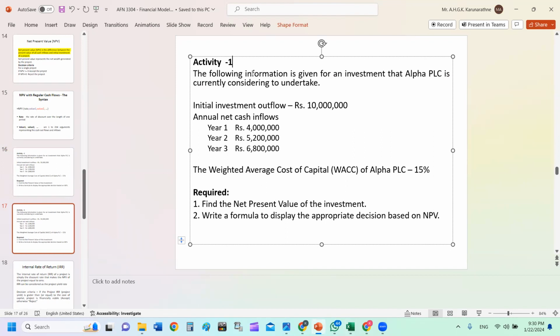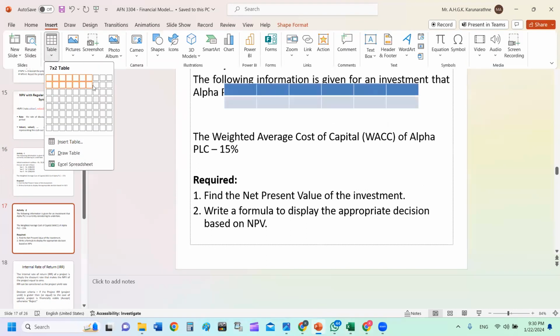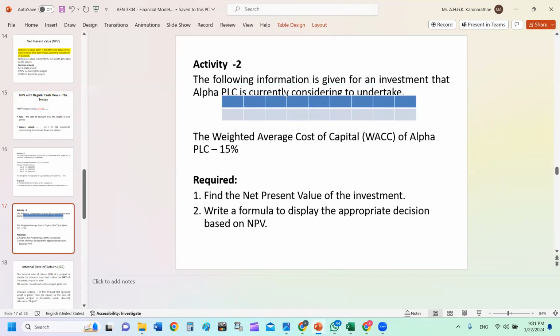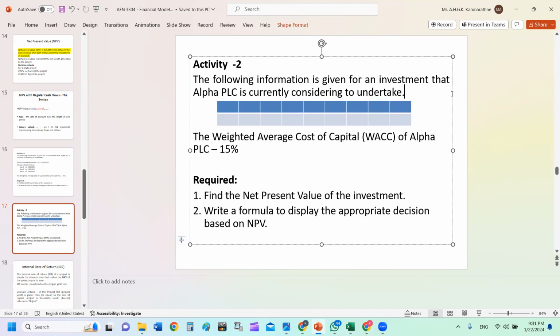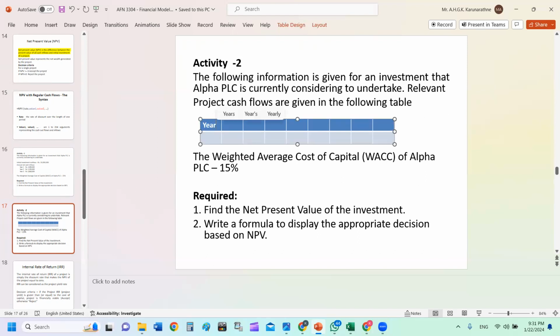This is activity number 2. Alpha Limited is considering the project. Let me put the data in a table like this. The relevant project cash flows are given in the following table, like so. I'll put it here.